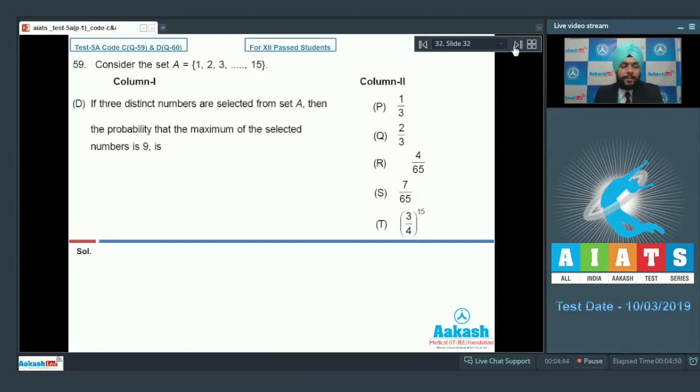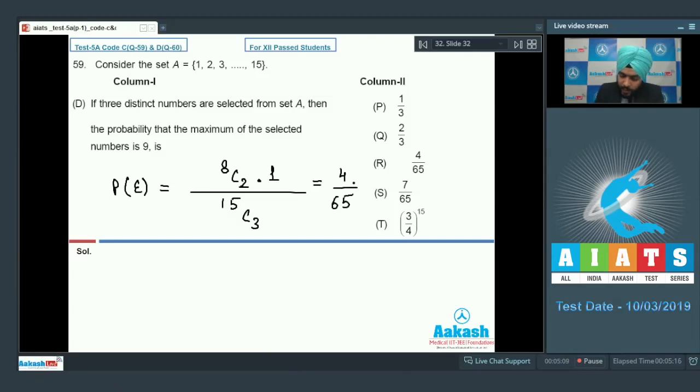D part again says that if 3 distinct numbers are selected from set A, then the probability that the maximum of the selected numbers is 9. Students, probability of event is NE by NS. NS is obviously 15C3. For the greatest number to be 9, हमारे पास 9 तो select होना ही पड़ेगा और पहले 8 में से हमें 2 कोई distinct number select करने पड़ेंगे. So 8C2 into 1. So that is the answer. It will simplify to be 4 upon 65. So this matches with R.